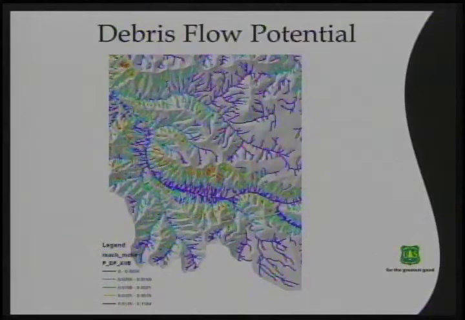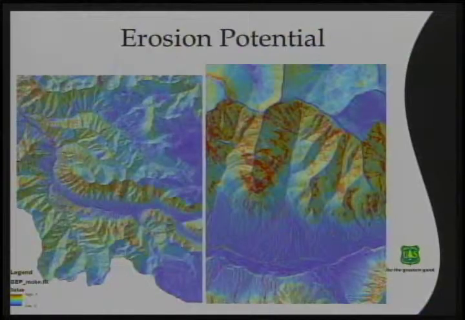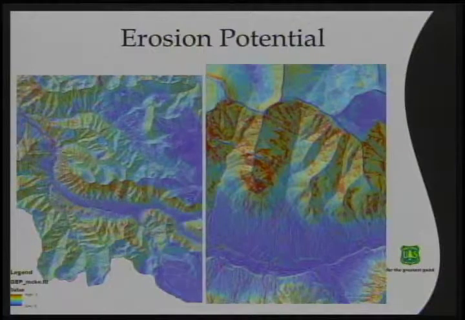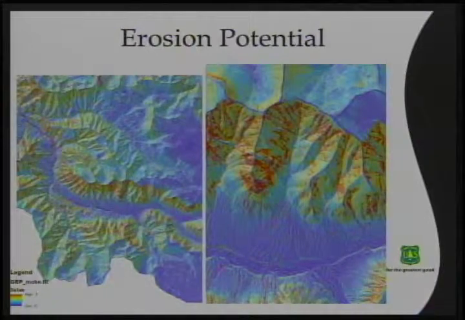NetMap will also run debris flows. Here's the debris flow analysis it predicts. Some of these headwater streams have the potential for debris flow that might alter the treatment options you do in that area. Erosion potential. This is just a zoomed in version of this wilderness side. The debris flow potential might change your treatment options in those areas.